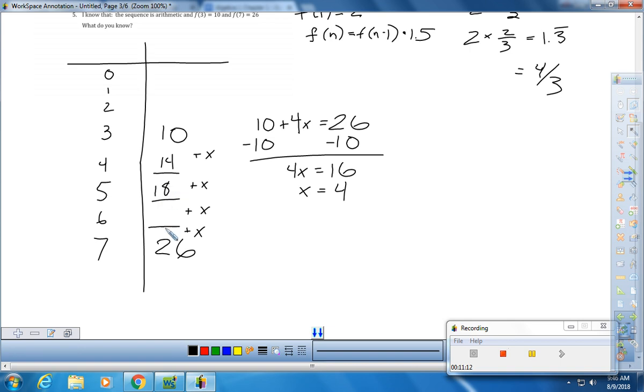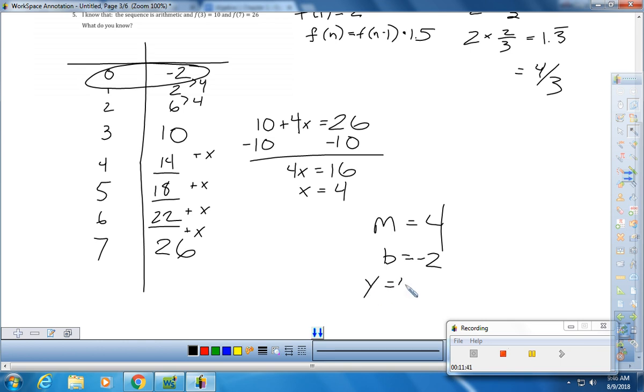Let's see if we did that right. 14, 18, 22, 26. Excellent. So let's just keep going backwards. This will be 10 minus 4 is 6. 2, negative 2. All right. So now what is our slope? Our slope is 4. What is our y-intercept? Well, it starts right there at negative 2. So this is going to be y equals 4x minus 2, okay? Or f of x is 4x minus 2, same thing.